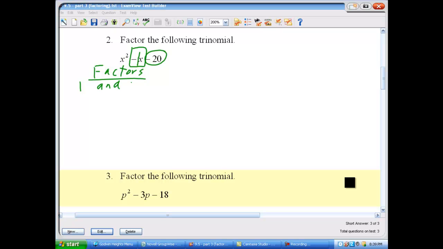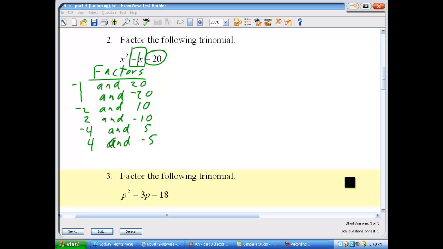I have 1 and 20. Remember, one of them has to be negative. I also have 1 and negative 20. I would also have 2 and 10. Remember, one of them has to be negative in order for that to be a negative 20, so I also would have the other combination, 2 and negative 10. If I take 20 and divide it by 3, I'll get a decimal, so I don't want that. But if I take 20 and divide it by 4, I would get 5, which gives me factors of 4 and 5. Remember, one has to be negative. I then list the other combination. So it looks like all the combinations.